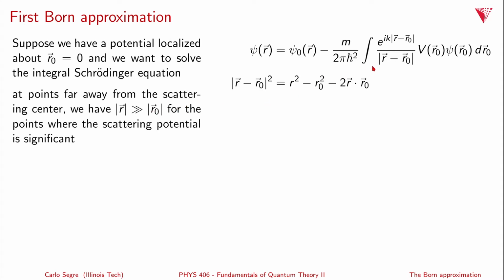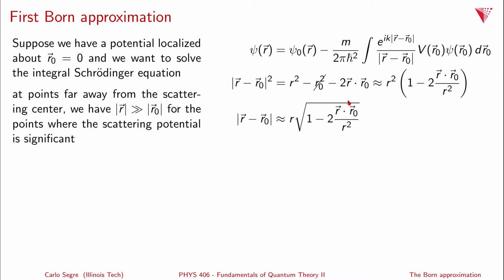And therefore, we can rewrite the absolute value of r minus r0 in the following way. We start with the absolute value squared of r minus r0, and that just is r squared plus r0 squared minus 2 r dot r0, where r is very large, of course, compared to r0. Well, in that case, we can ignore the r0 squared, and we have an approximate value, which is r squared. If we divide everything by r squared, it is r squared times the quantity 1 minus 2 r dot r0 divided by r squared.